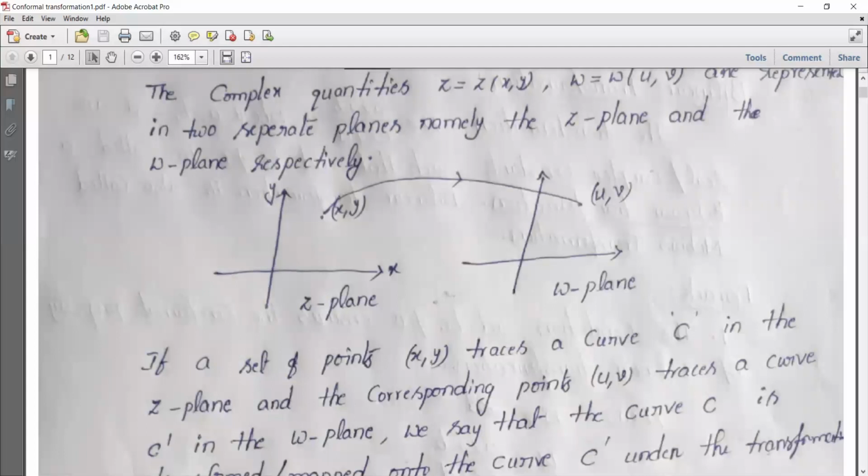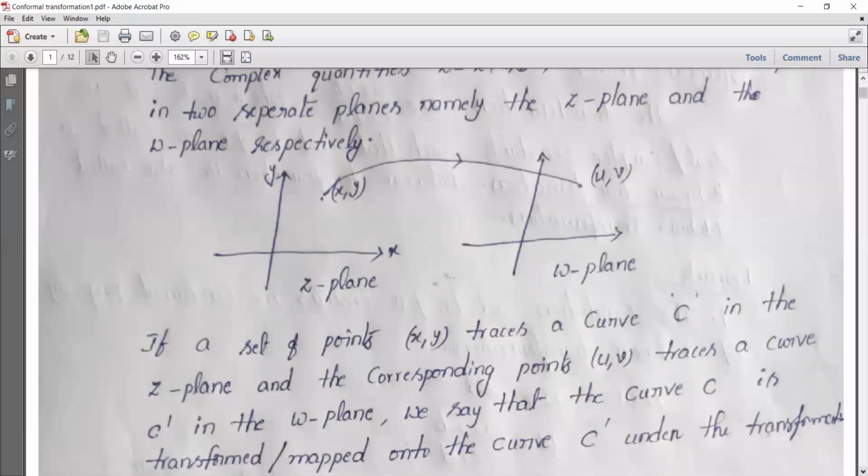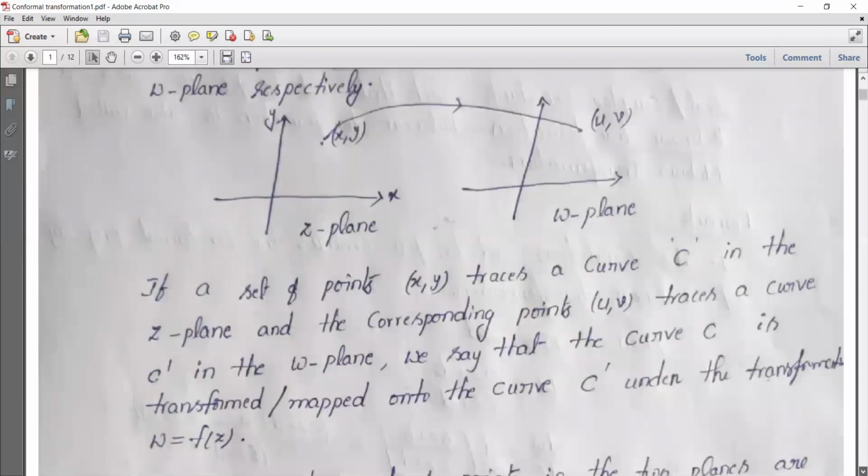Points of x, y in the z plane, you will get one curve. For this set of points, we got some other set in the W plane. There also we'll get one other curve. That means corresponding to each curve.